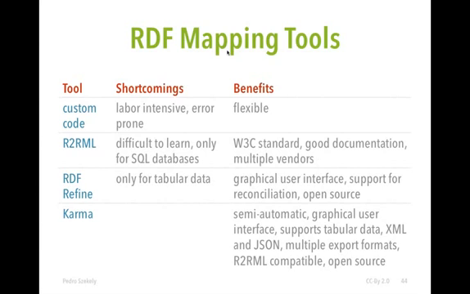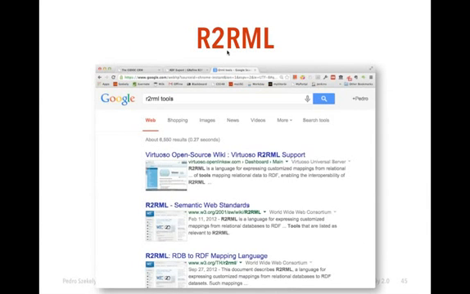It has a graphical user interface. It supports the tabular data from databases, but also XML and JSON. And Karma supports multiple export formats. So we can export the RDF in different formats, but we can also export non-RDF. And this is often useful for applications. Karma is R2RML compatible, and it's open source. So let me go a little bit into more depth into each of the tools.